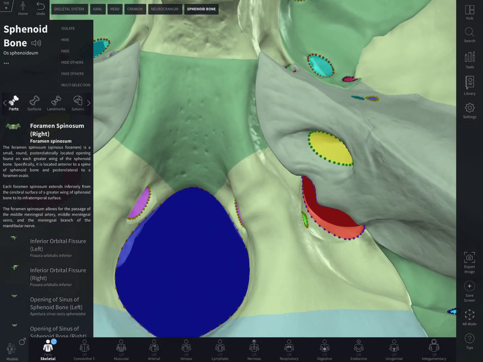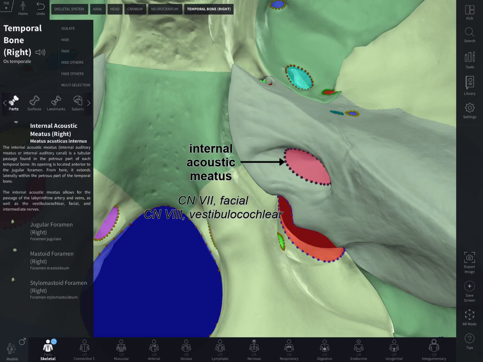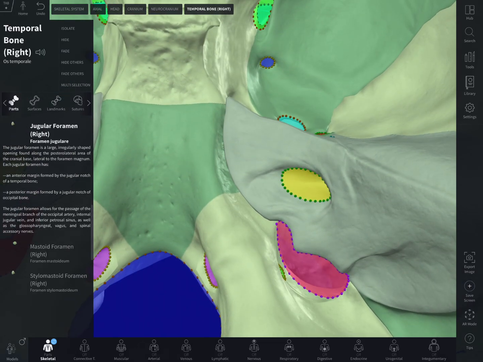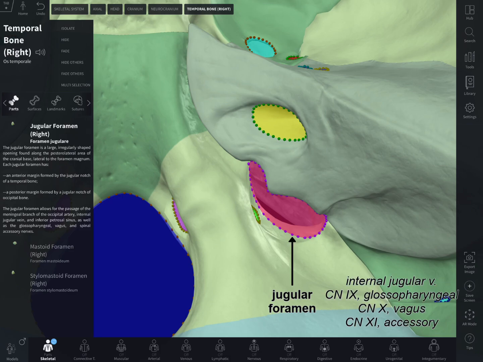In the posterior cranial fossa, we find the internal acoustic meatus, which transmits two cranial nerves, 7, the facial nerve, and 8, the vestibulocochlear nerve. Below that, we see an irregular jagged gap, the jugular foramen, so named because several large veins converge here to form the internal jugular vein, which drains blood from the brain back to the heart. The jugular foramen also transmits cranial nerves 9, the glossopharyngeal, 10, the vagus, and 11, the accessory.